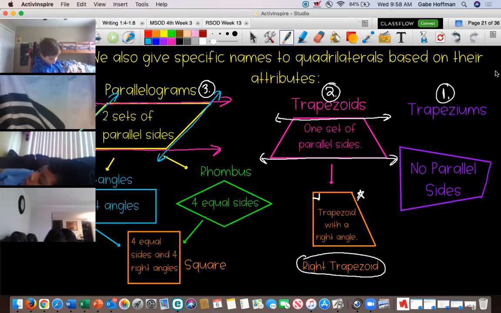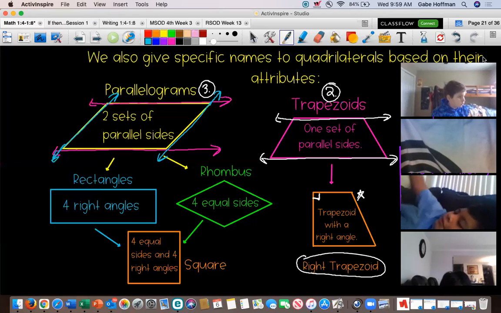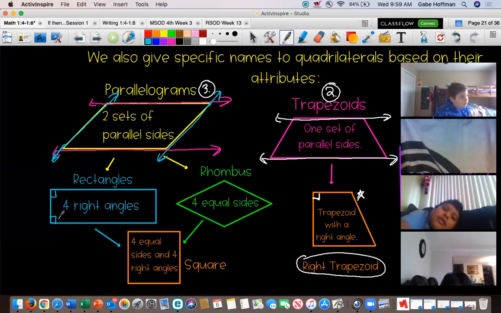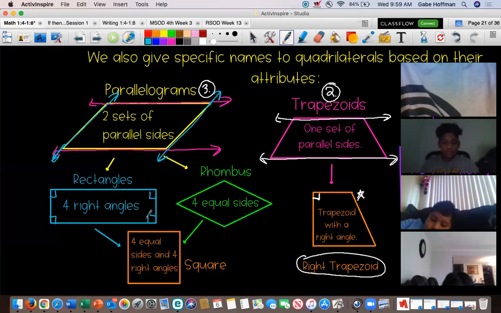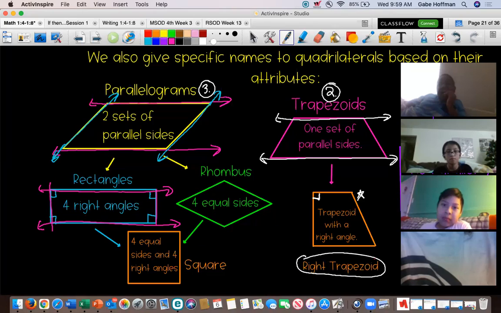Corbin, can you read the part in light blue? What makes a rectangle a special parallelogram? It has 4 angles. It has 4 right angles. So if you look, it's still a parallelogram because the top side and bottom side are parallel, and so are these 2 sides. So it's still a parallelogram. However, a more specific name for it is a rectangle because it has 4 right angles. All right, we'll talk a little bit more about that in a second.